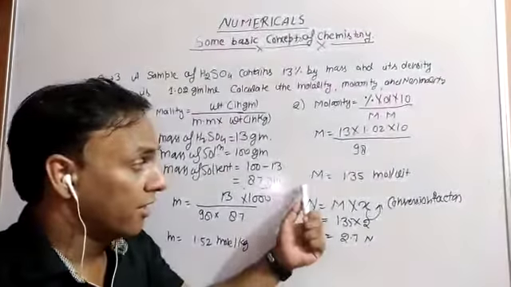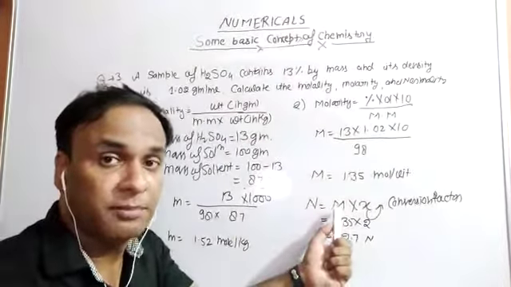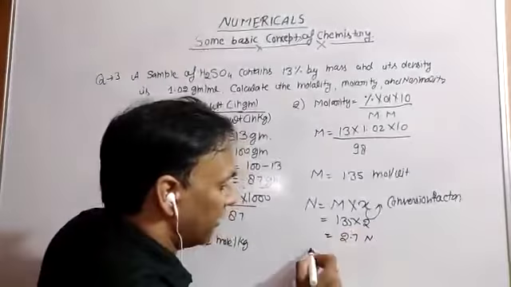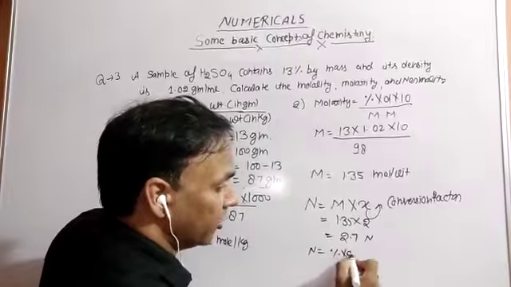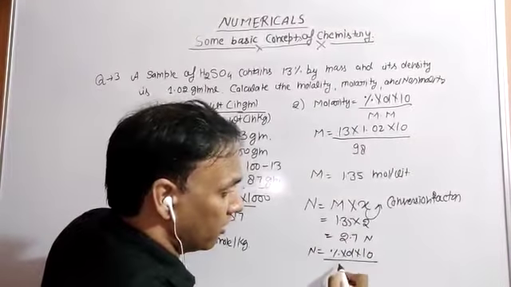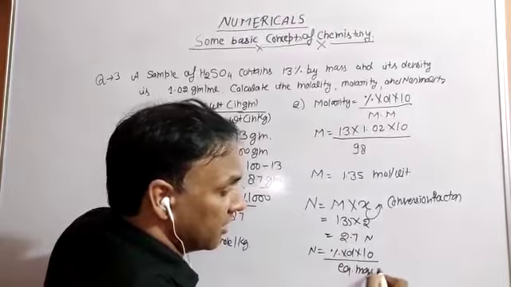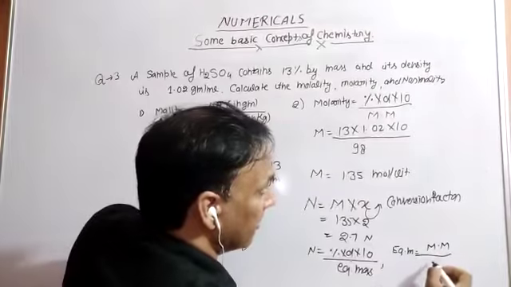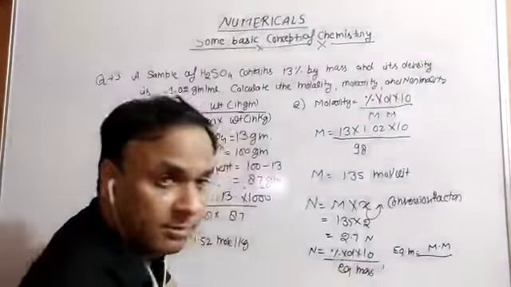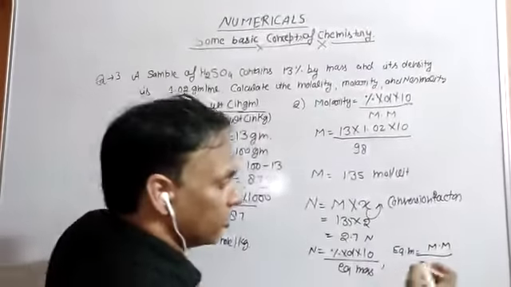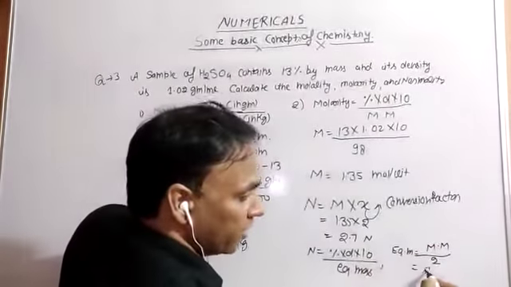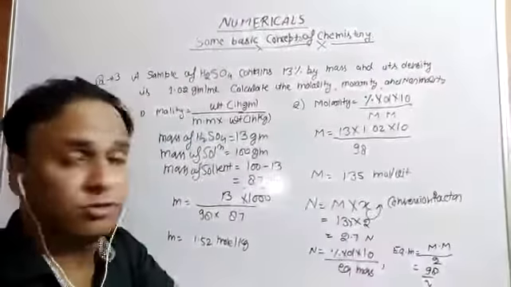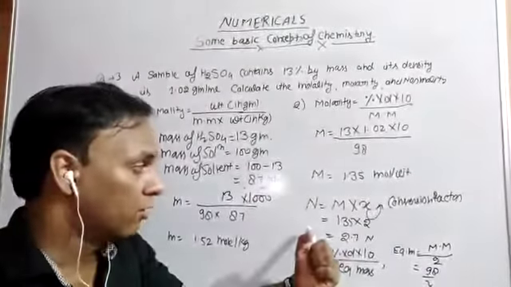Here, using the relationship between the molarity, mass percent and density into 10, we already found the molarity and normality. N is equal to M into X. But we can also apply this formula: mass percent into density into 10 upon equivalent mass, and equivalent mass is equal to molar mass upon valency. Valency means in case of acids, the number of replaceable hydrogen, that is 2. So the equivalent mass of H2SO4 is 98 upon 2, that is 49. We can use this formula as well for solving numericals to find the normality.